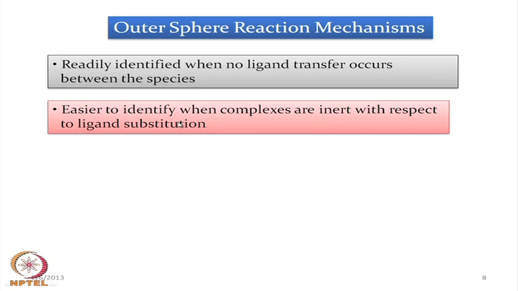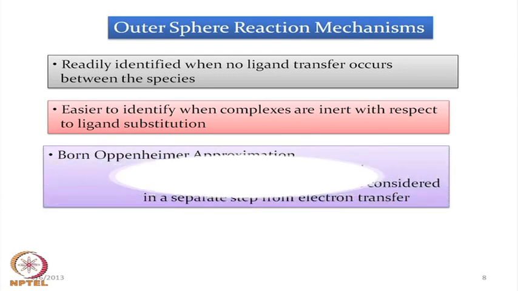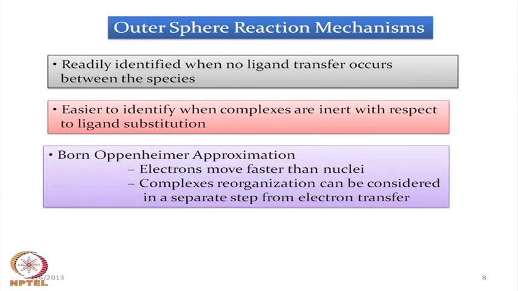That means we are not allowing any kind of ligand substitution. But in the case of the inner sphere mechanism we see that bridging is taking place, which means that at the same time we have the corresponding ligand substitution reaction. In the case of the outer sphere mechanism, we do not have any such ligand substitution reaction.